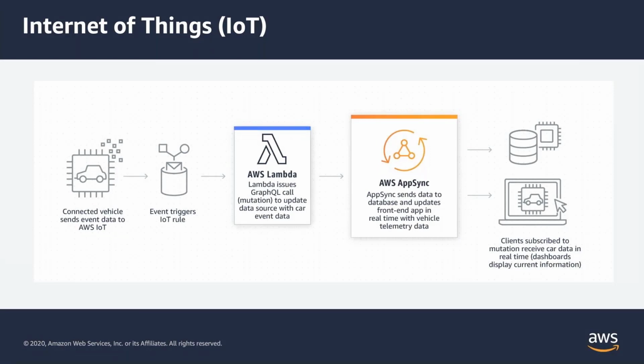You can use AWS AppSync to access IoT device data sent to AWS IoT. You can easily build a real-time dashboard in a mobile or web application to visualize telemetry from a connected car or any other IoT device.